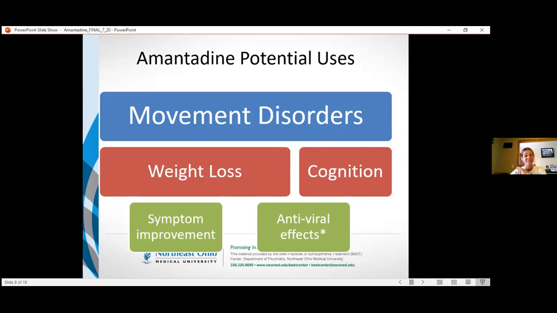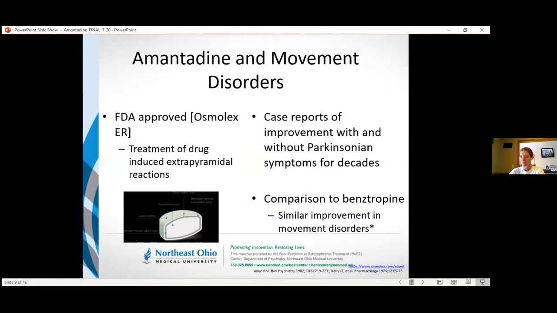So movement disorders, one of the other FDA approved indications. This is really where, traditionally, a lot of individuals started feeling comfortable with the use of amantadine in patients with mental health diagnoses. So there is an official approval. The Osmolex ER preparation does carry the official FDA approval for treatment of drug-induced extrapyramidal reactions. So even though we've been using some of the other preparations, this really got the official blessing.